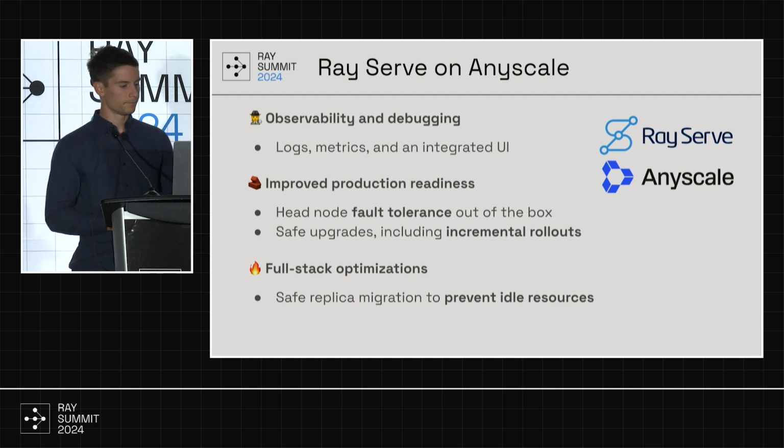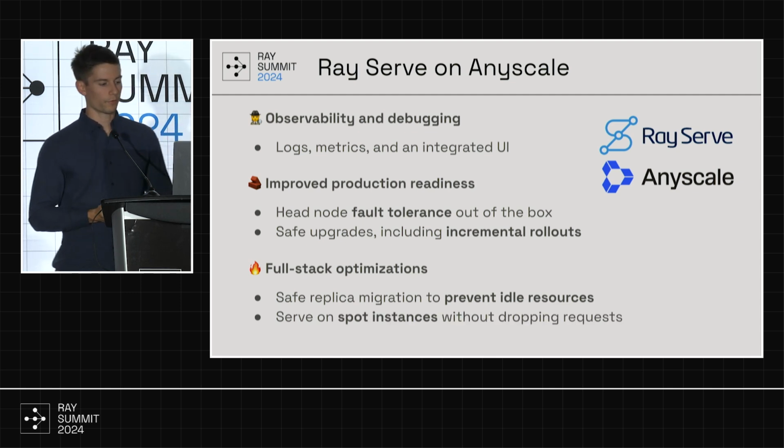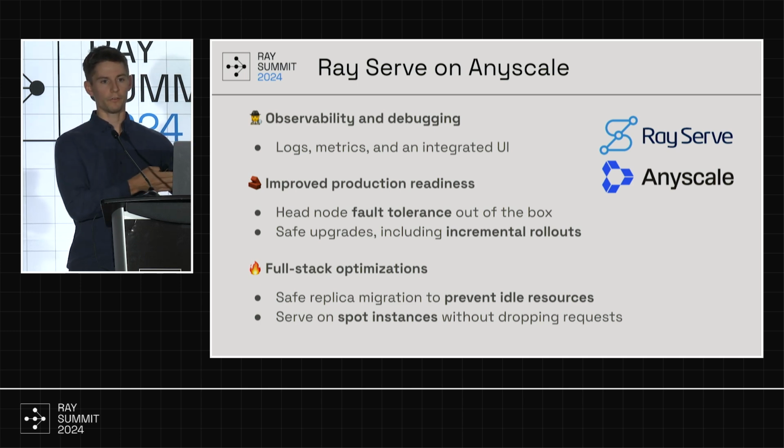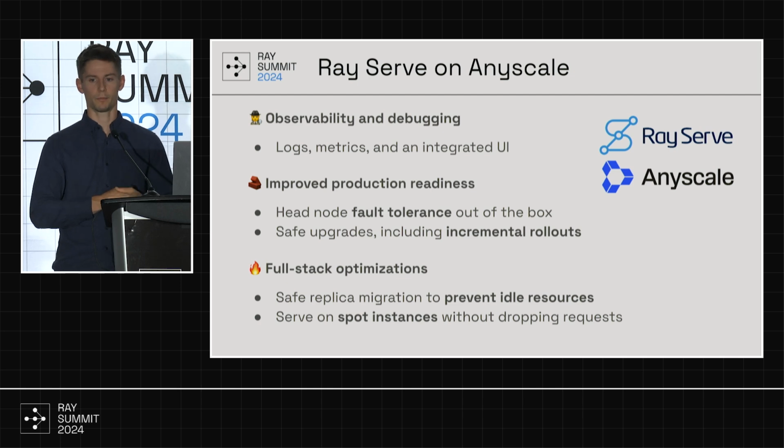So this is a cost-saving mechanism that's really useful if you have multiple models that are auto-scaling up and down in tandem. We've also added support for serving on spot instances without dropping requests. So if a spot instance gets preempted, Anyscale will handle that by spinning up a new copy and shifting the traffic over. And then the really cool thing that we do is, when spot instances become available again, we'll shift back from on-demand back to spot in order to save money.